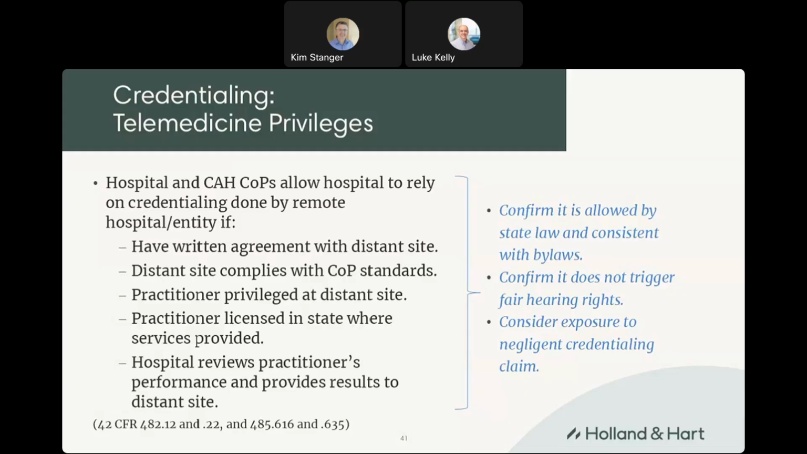Now, even though Medicare allows that, doesn't necessarily mean that your state may allow it. So make sure that that credentialing by proxy is consistent with state laws and also the standards for credentialing, so that you're not hit up with a negligent credentialing claim.